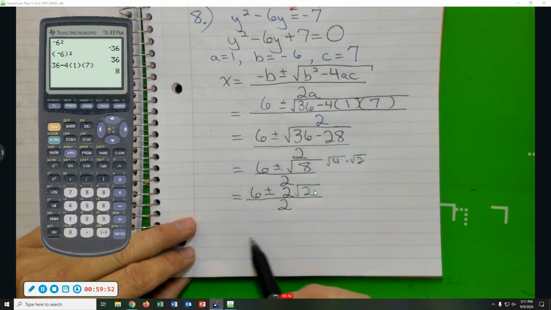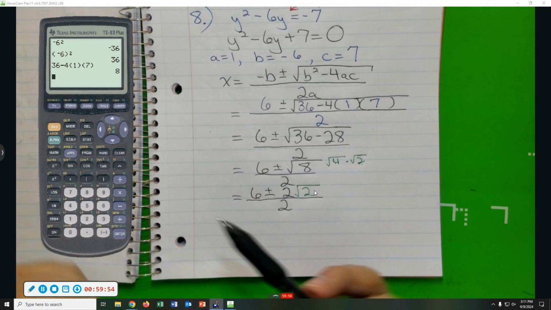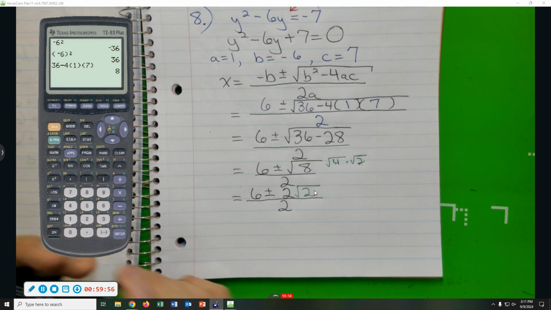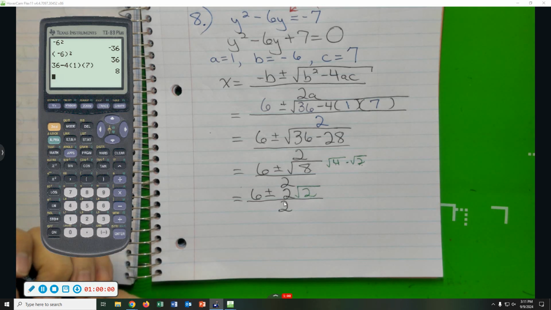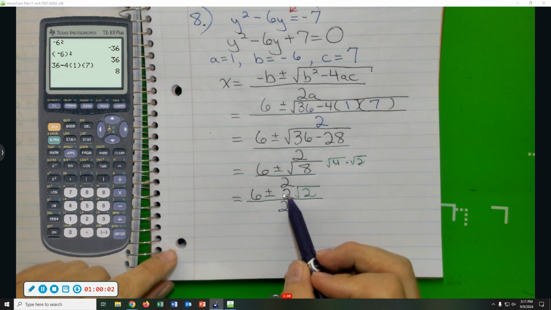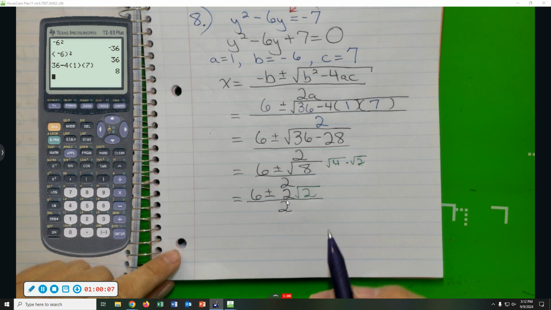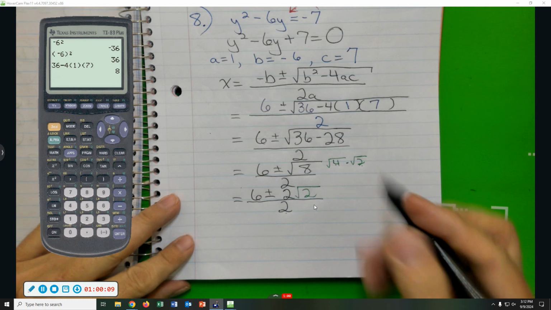Is this my final answer? There's no i, so I'm not going to split it up. But if you're not going to split it up, there's something you have to check on. What is it? 2 divides evenly. Okay, 2 goes evenly into all 3. 2, 6, and 2 are all divisible by 2.